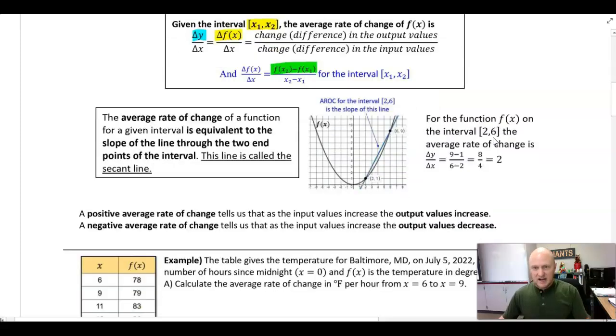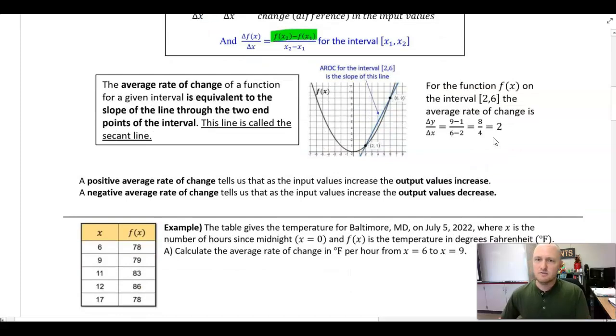So a reminder, the average rate of change of a function for a given interval is equivalent to the slope of the line through the two endpoints of the interval. This is called a secant line. So if you ever see this word used, a secant line is referring to the slope of the line or the rate of change connecting 2 points.